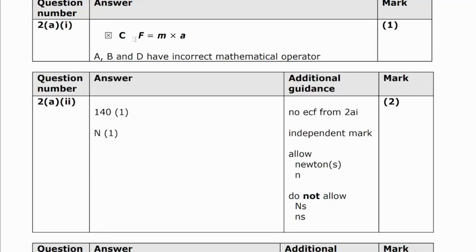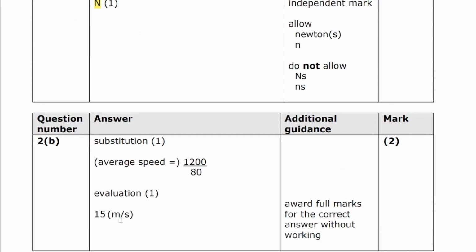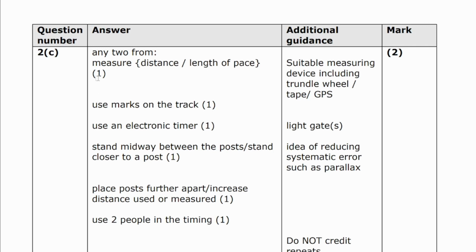Question 2a1, the answer was F equals ma. The value of the force was 140 Newton and capital N. The average speed to be calculated was 15 meters per second. And the 2 improvements: measure the distance using a measuring device. So they are asking you to give a suitable measuring device as well. And we said use 2 people in the timing rather than 1 person. You can use an electronic timer, add marks on the track, or stand midway between the posts. We've also said this as well. So any 2 of these points should give you those 2 marks.